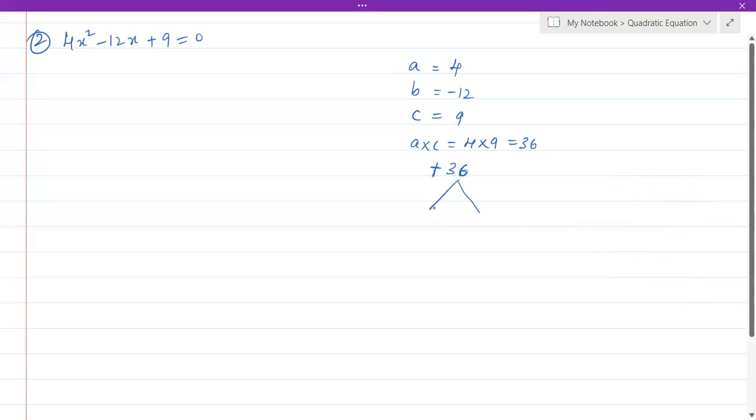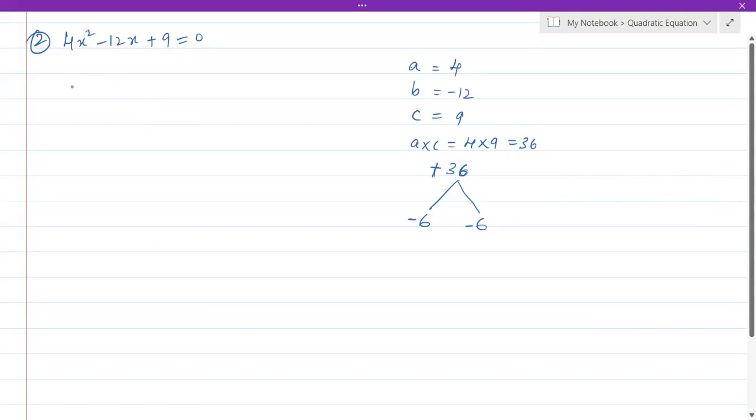Now let's worry about the sign. If you add, you should get minus 12, which means both should be minus, isn't it? Because you are adding. Remember, when you are adding, both should have the same sign. So it should be minus 6 and minus 6. Observe, minus into minus is plus, 6 sixes are 36. Minus 6 plus minus 6 will give you minus 12. So minus 6 into minus 6 is plus 36. The condition is satisfied. So the numbers are minus 6 and minus 6.